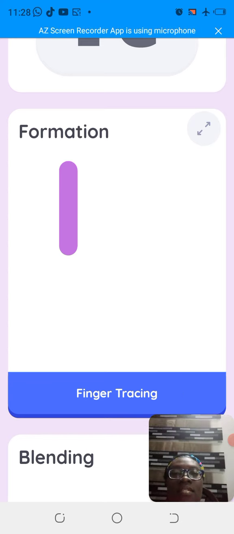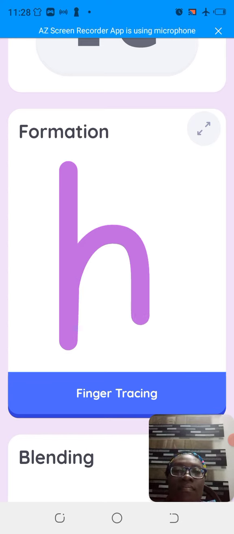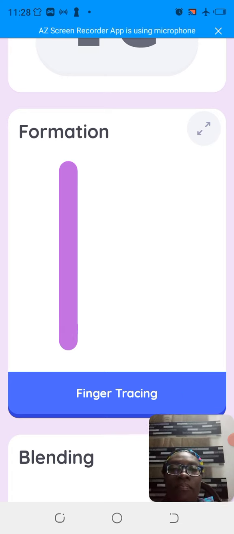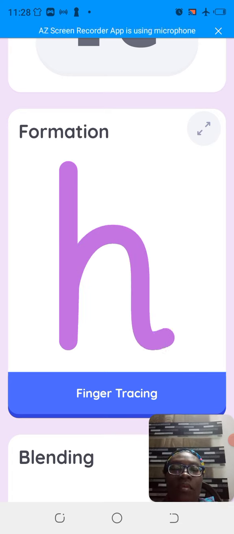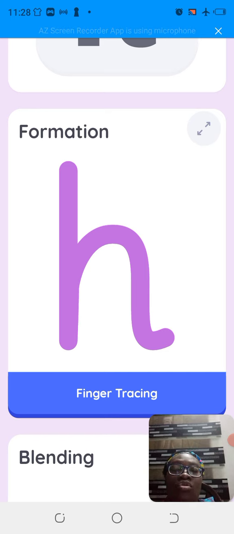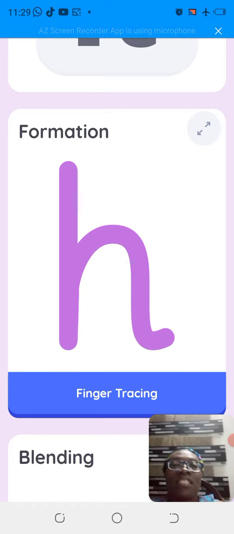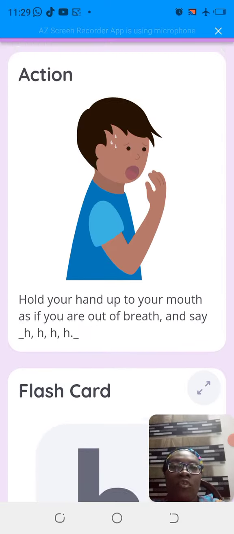Can we see that? One more time. Remember, the flick that you have there helps you to join it to the next letter if you are writing in cursive form.